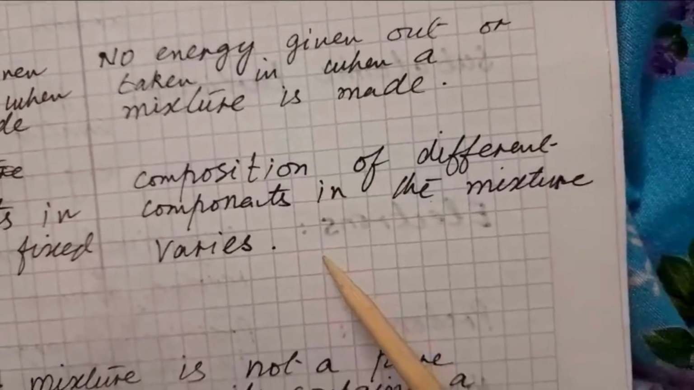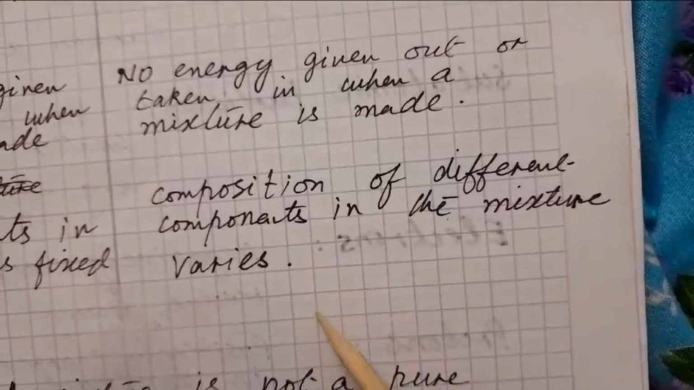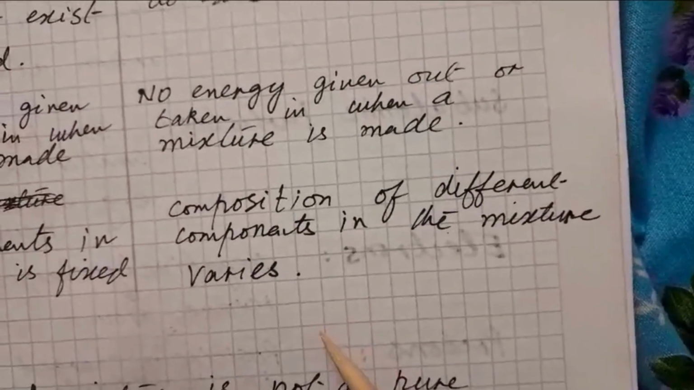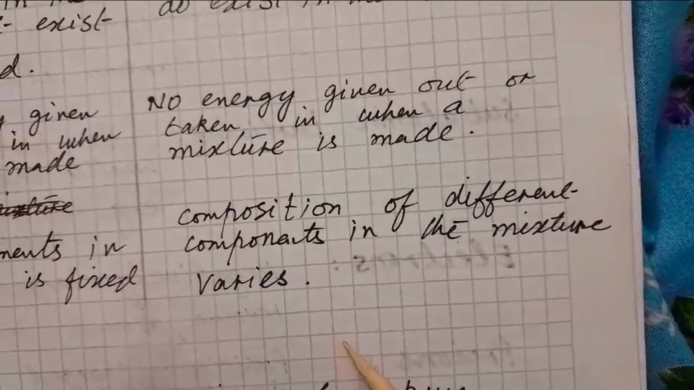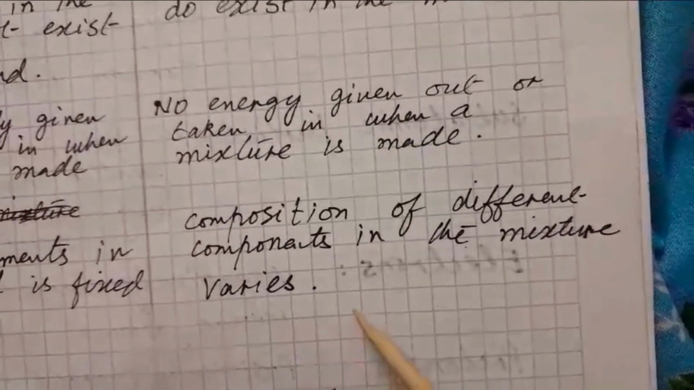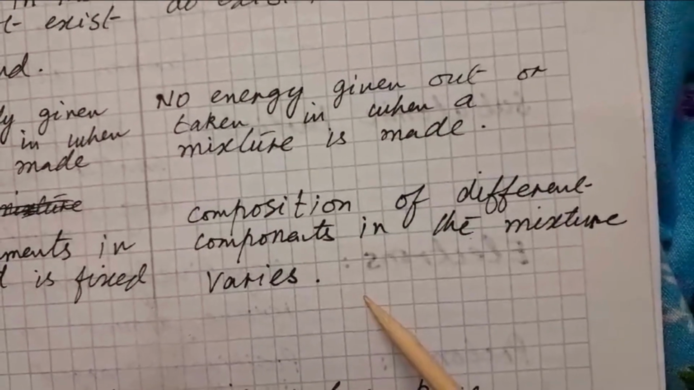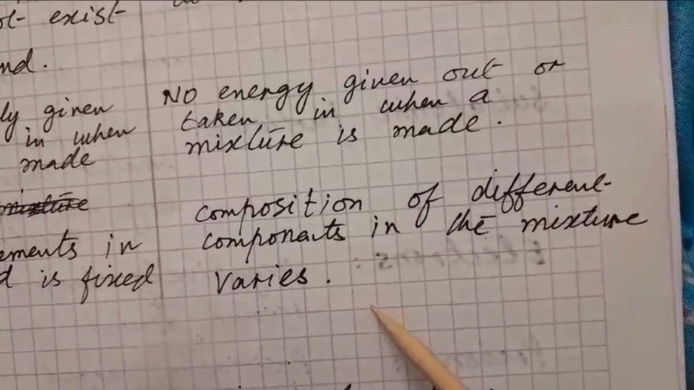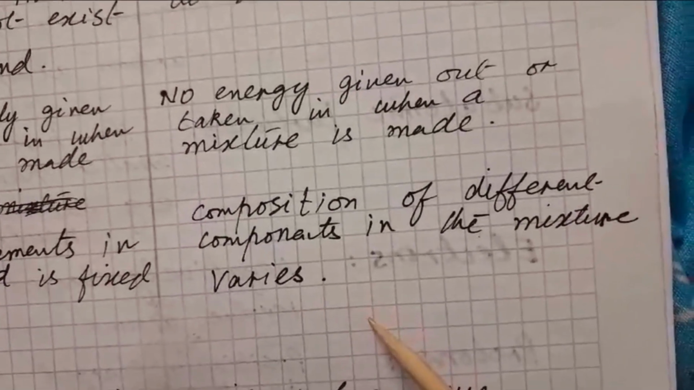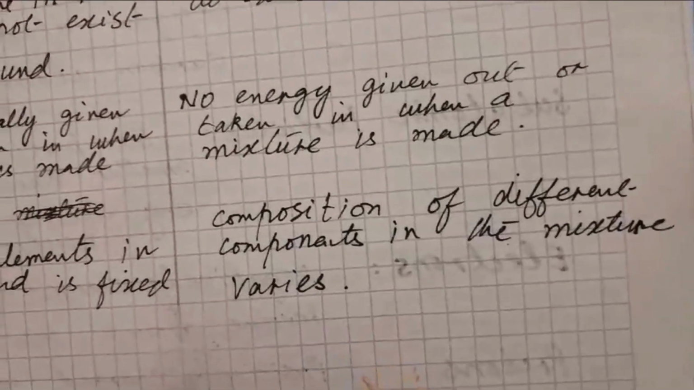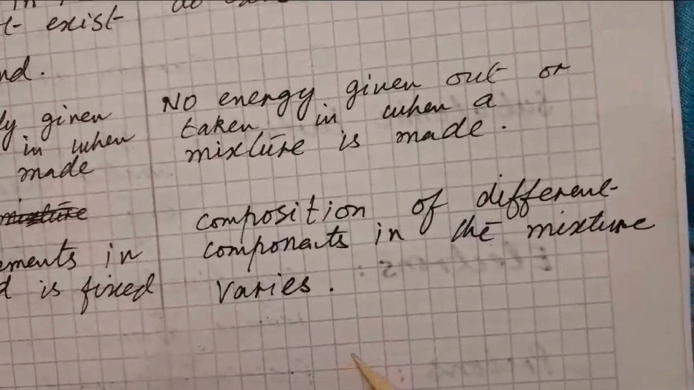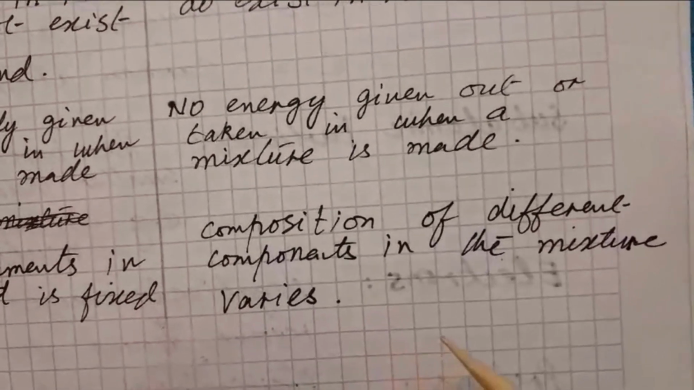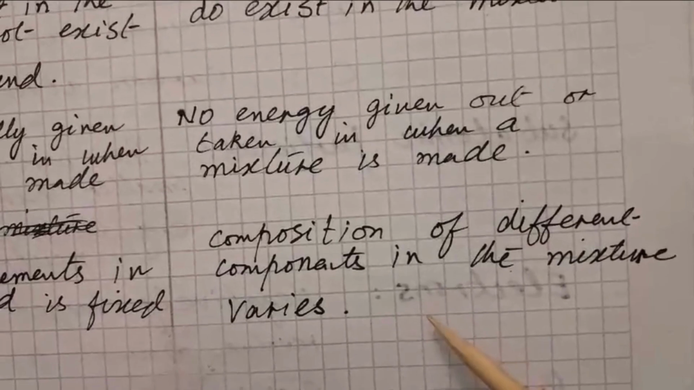For example, if we take the mixture of tea, some people would like to have more sugar, some people would like to have less sugar. So in the mixture, the components vary. For example, air is a mixture. The composition of this mixture varies, the oxygen gets less when we are at a higher altitude than at sea level. Thank you.